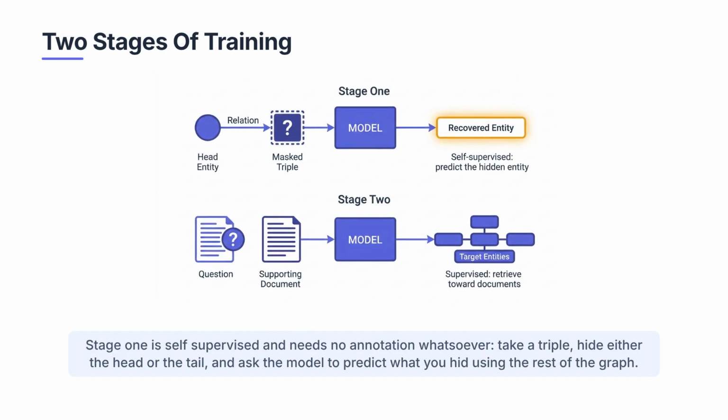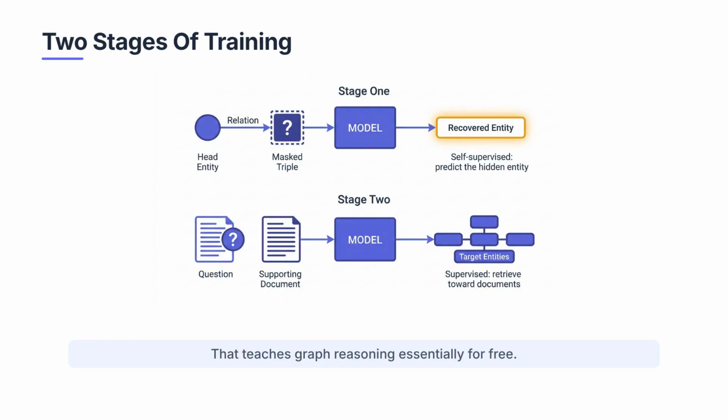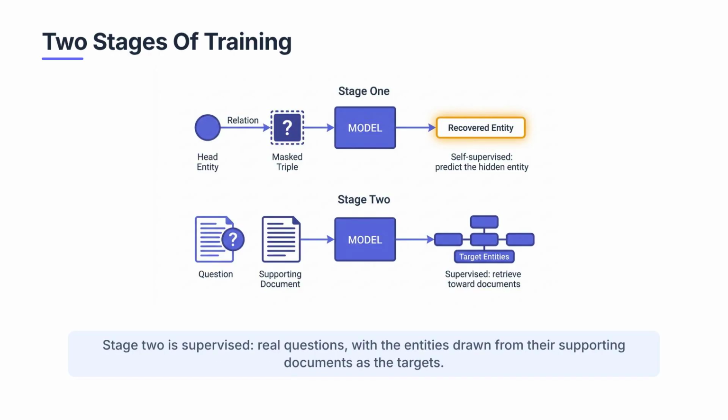Stage 1 is self-supervised and needs no annotation whatsoever. Take a triple, hide either the head or the tail, and ask the model to predict what you hid using the rest of the graph. That teaches graph reasoning essentially for free. Stage 2 is supervised, real questions with the entities drawn from their supporting documents as the targets.